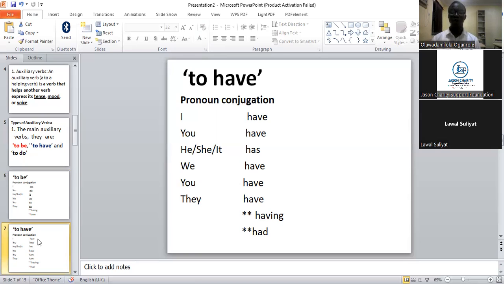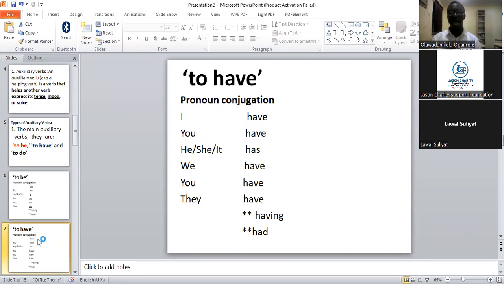And when we move to the plural aspect of this pronoun, we have we have, you have, and they have. So when you proceed from there and you want to go to the progressive form, just as we have being for the verb to be, we have having, H-A-V-I-N-G, having. But when you want to talk about this verb in the perfected form, that is had.